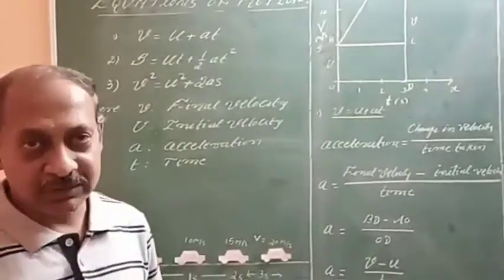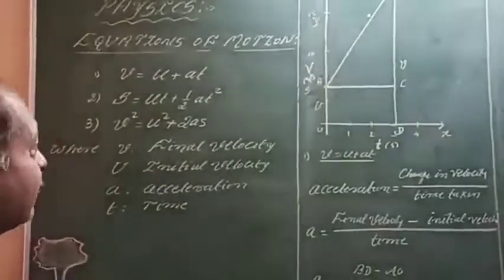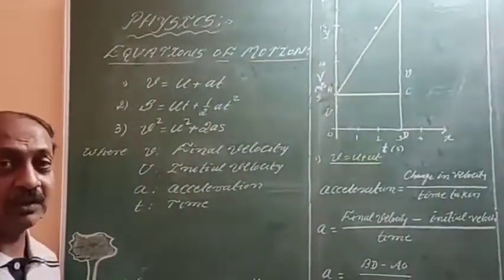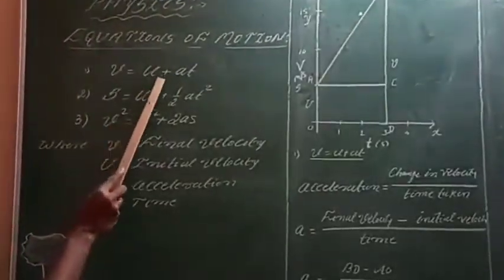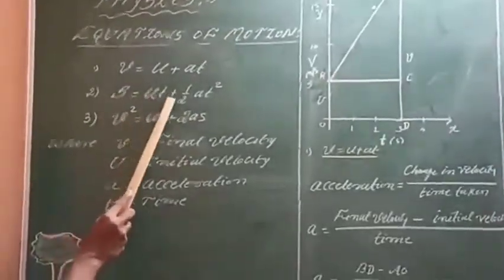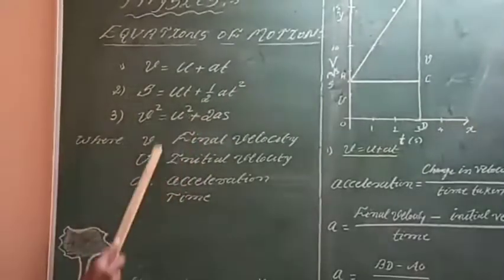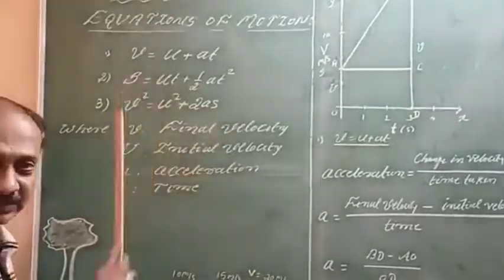Welcome to TGL Physics. Today we are going to study the equations of motion. There are three equations of motion. The first one is V = U + AT. The second one is S = UT + 1/2 AT². And the third one is V² = U² + 2AS.